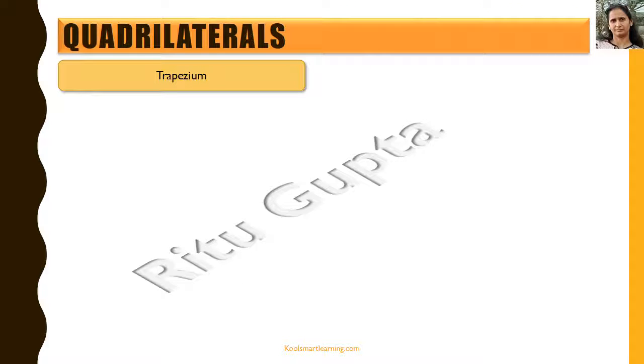So friends, let's first talk about trapezium. Trapezium is a type of quadrilateral, and as we know, quadrilaterals are four-sided closed figures, and the sum of the interior angles is always 360 degrees.